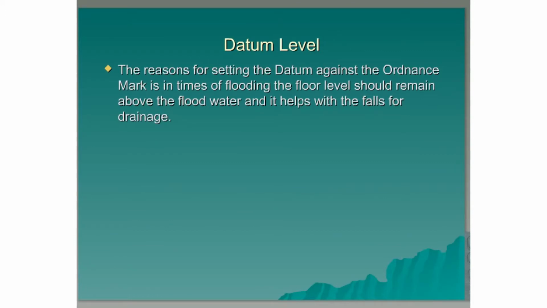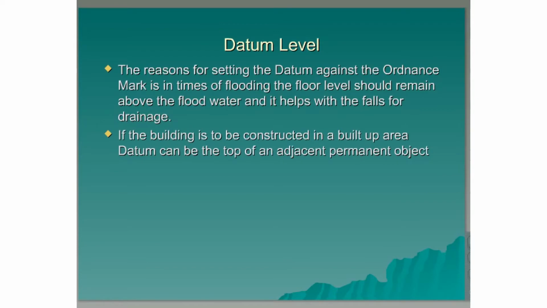The reason for setting the datum against the ordnance mark is that in times of flooding the floor level should remain above the flood water, and it helps with the falls for drainage also. If the building is to be constructed in a built-up area, the datum can be on top of an adjacent permanent object, for example, a manhole cover or a curbstone.